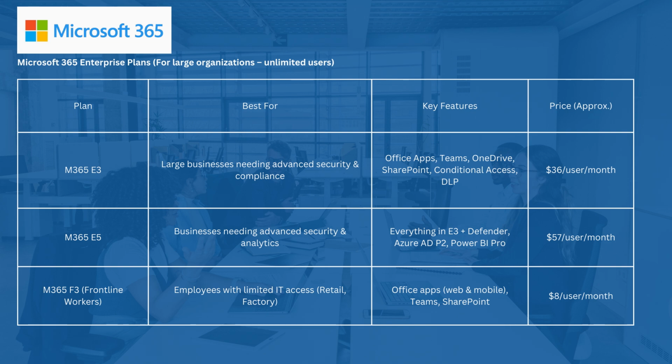Other plan is M365 F3, for frontline workers. This plan is for employees with limited IT access working at retail or factory. This plan includes Office apps, web and mobile, Teams, and SharePoint. It costs $8 per user per month.